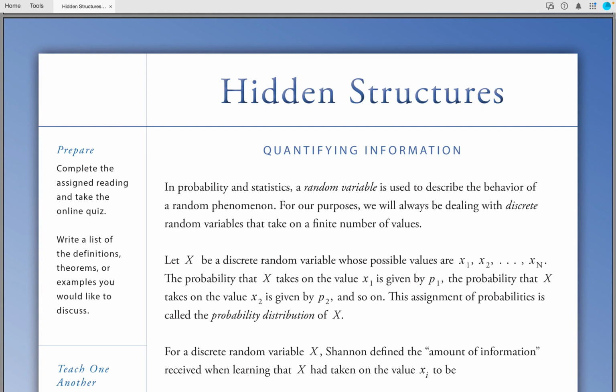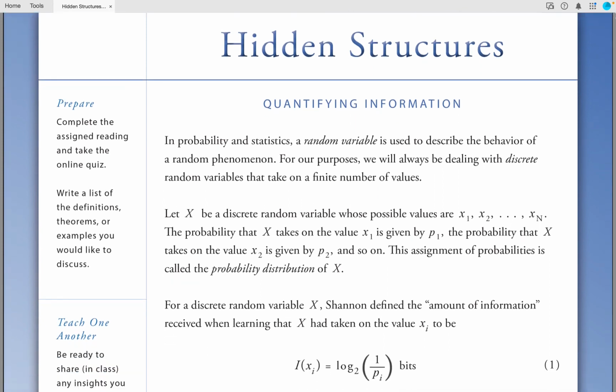Let x be a discrete random variable whose possible values are x sub 1, x sub 2, up to x sub n. The probability that x takes on the value x sub 1 is given by p sub 1. The probability that x takes on the value x sub 2 is given by p sub 2, and so on. This assignment of probabilities is called a probability distribution of the random variable x.